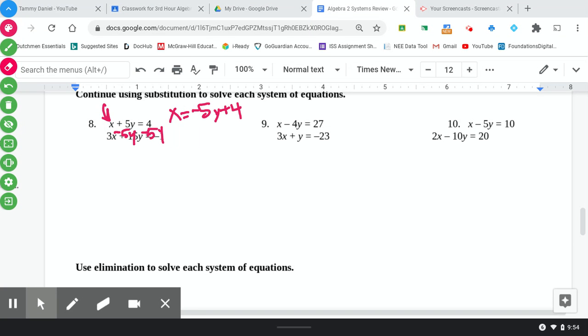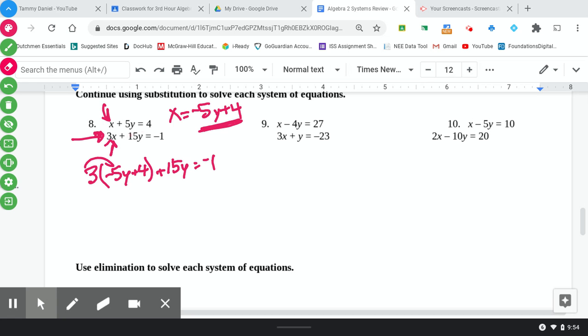So I take that negative 5y plus 4, and I'm going to plug it into x right there. And that would give me 3, but instead of x, I'm going to put negative 5y plus 4, right? That's my x, and then plus 15y equals negative 1, because I have to write the entire equation. The only thing I did differently was instead of x, I put in what x is equal to over here.